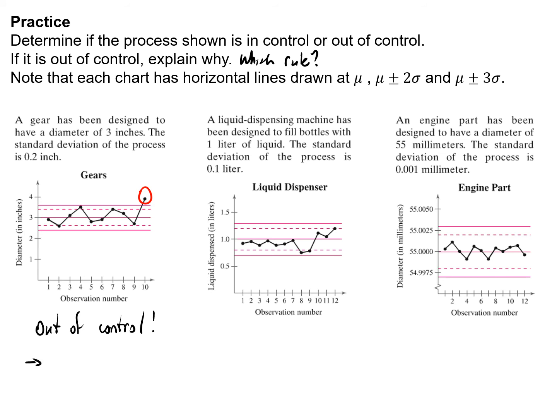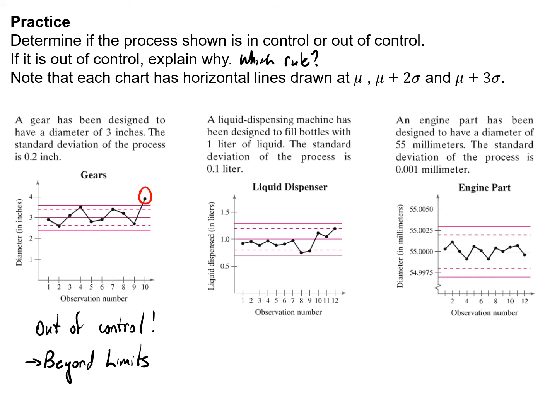And the reason is it's beyond our limits. We have one piece of data beyond our limits. That's enough to kind of shut the whole thing down and say, okay, what the heck's going on here? The average size for these gears for this set of observations is almost 4. It's supposed to be 3. We got a problem. That's never going to fit in the machine. You know what I mean?